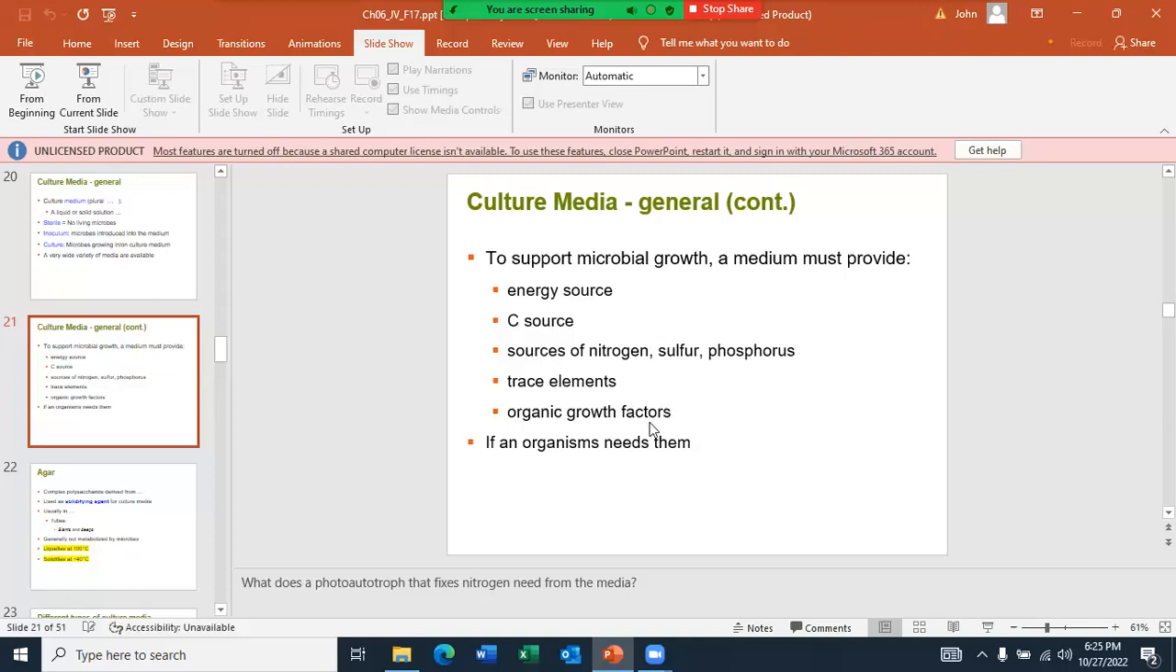You do not necessarily have to have a microbe that requires organic growth factors. Staphylococcus epidermidis is an organism which grows on the human skin, which does not need an organic growth factor, because it makes its own vitamin C and whatever molecules it needs.